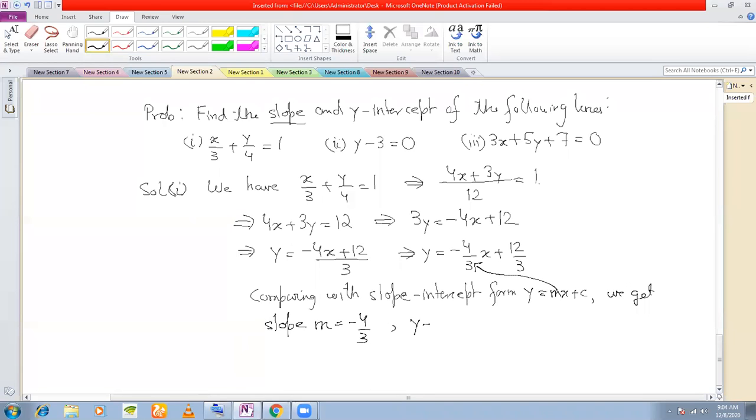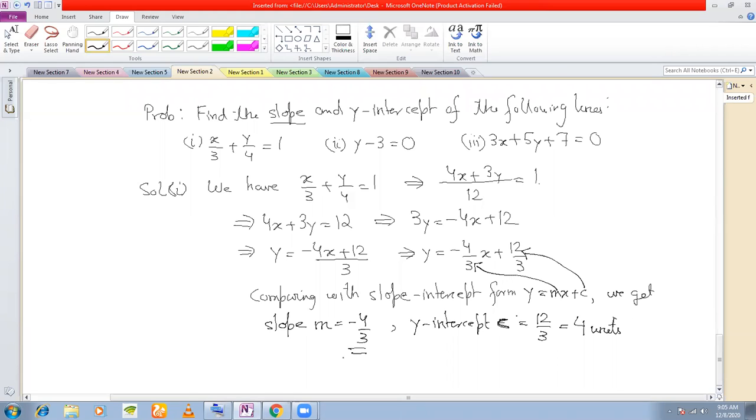And what about the y-intercept? This plus c is here, so c is 12 by 3. So the y-intercept c is equal to 12 by 3, which is 4, plus 4 units. So the y-intercept is plus 4 units and the slope is minus 4 by 3.